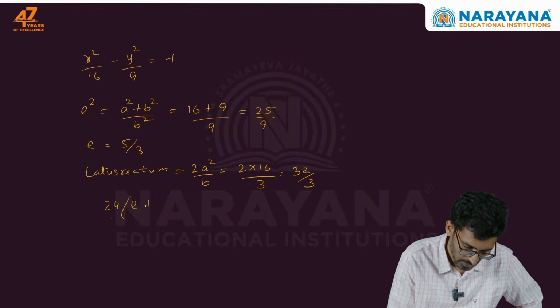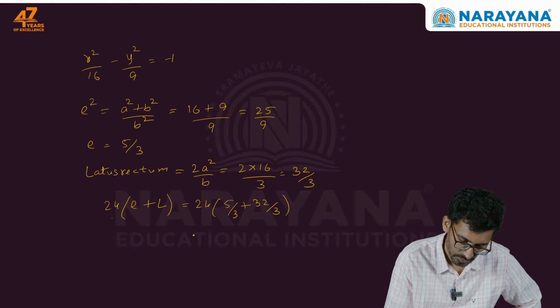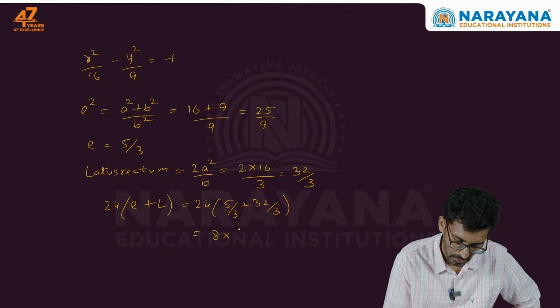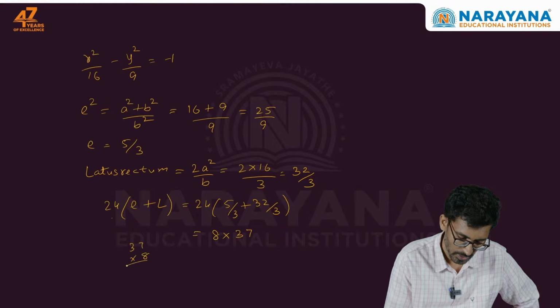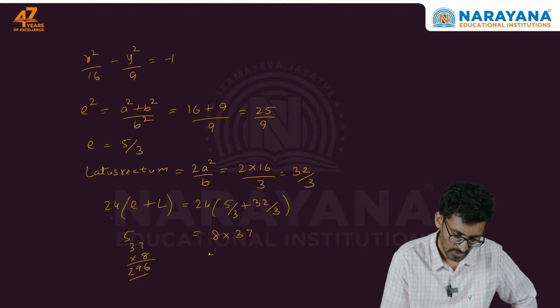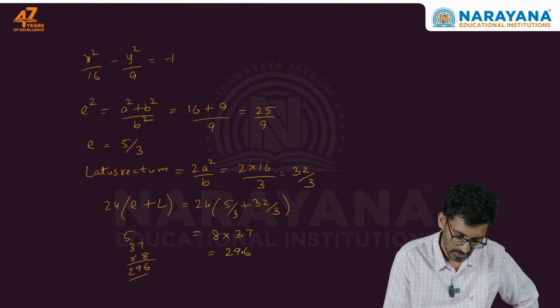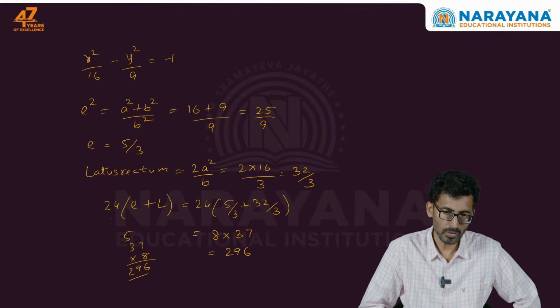24 into E plus L. So 24 into 5 by 3 plus 32 by 3. So it is equal to 8 into 32 plus 5, 37. So 37 into 8, 8 sevens 56, 24 plus 5. So it is 296. So here the answer we are getting is 296, 24 into E plus L.